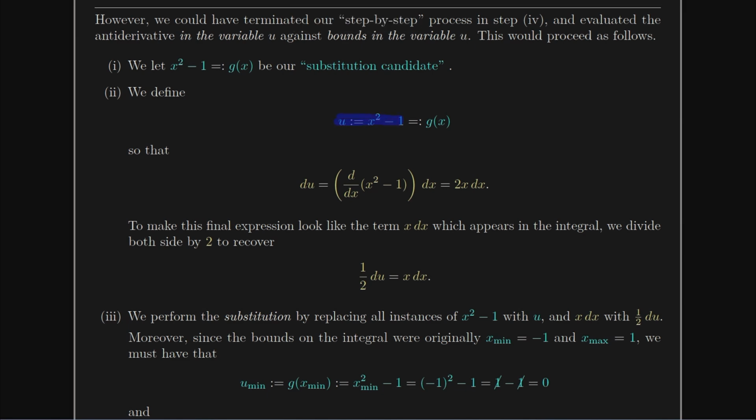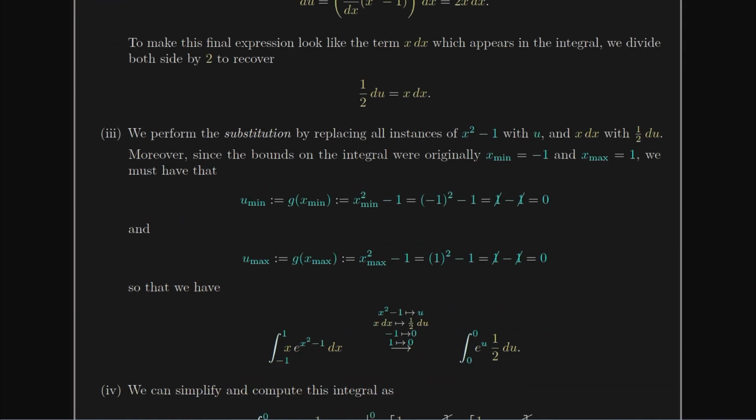u is equal to x squared minus 1, but let's recall our original integral, -1 to 1, e to the x squared minus 1 times x dx. I've swapped my x to the other side there. This was our integral. With regards to substitution, everything stays the same. We still have du equal to 2x dx. I can divide both sides by 2 to say that 1/2 du is equal to x dx, which is the term in my integral. So I'm going to replace all of those terms just like I did before. My integral x e to the x squared minus 1 dx becomes e to the u times 1/2 du.